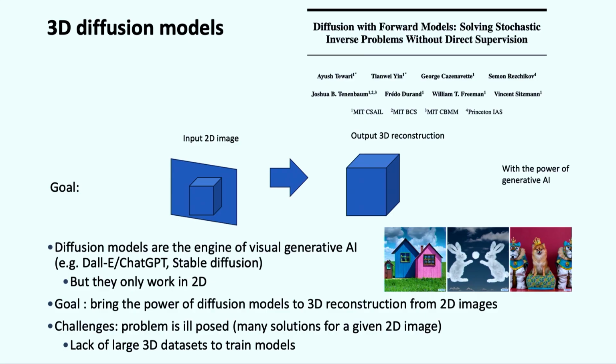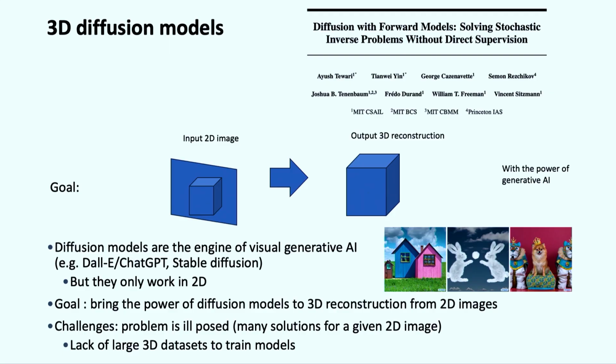But a big challenge is that whereas it's really easy to capture 2D images with a camera, we don't have half as much 3D data out there. So we really have very little training data, which makes it hard to train these models. And so the goal of this work that we did was to bring the power of these diffusion models to 3D, but to be able to train them with only 2D data.